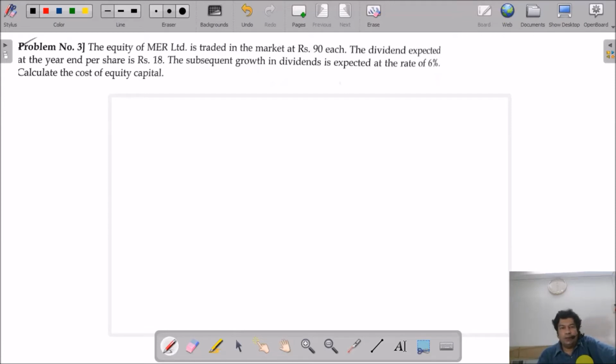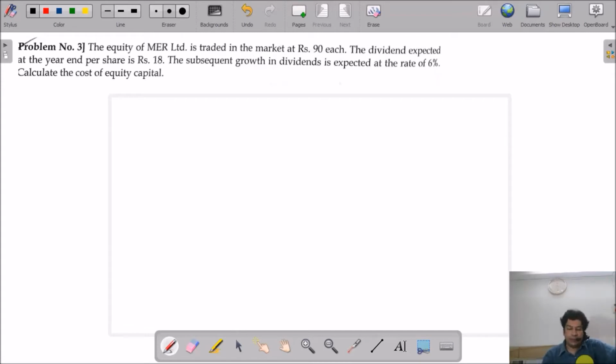The equity of MER Limited is traded in the market at rupees 90. The dividend expected at the year end per share is rupees 18. The subsequent growth in dividend is expected at the rate of 6%. You have to calculate the cost of equity.